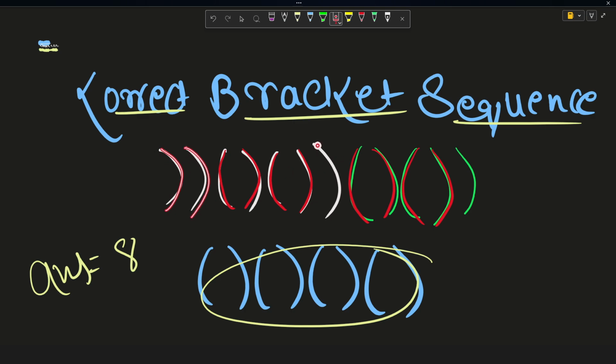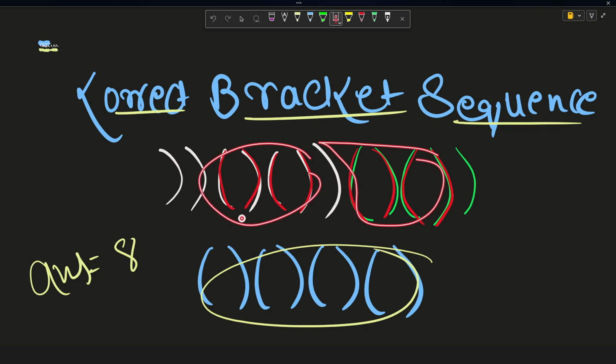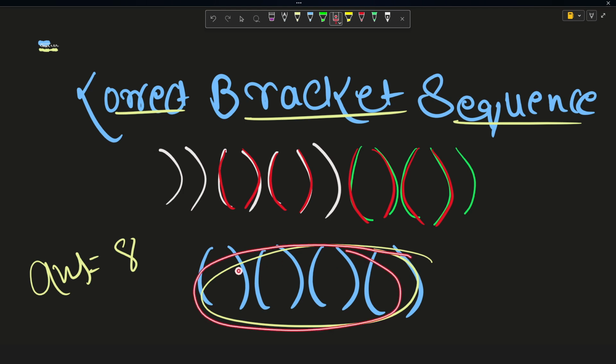These closing brackets will remain as they are. Why? Because for them there are no opening brackets present on their left side. So this will remain as it is, this will remain as it is, this will remain as it is, and this will remain as it is. Only these brackets that I have drawn here separately will take part in the longest correct bracket subsequence. And since they are 8 in total, I can say for this example the answer would be 8. Now you must have understood the meaning of subsequence and the meaning of correct bracket subsequence, right?